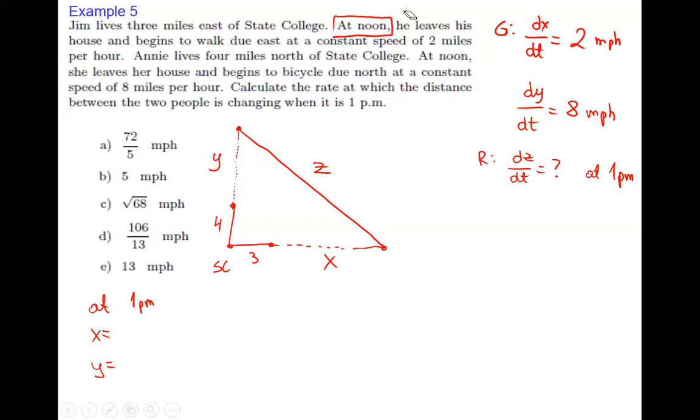That means since it's only 1 hour, this means that Jim, since he's moving 2 miles per hour, the distance X will be 2 miles. And Annie, she moves 8 miles per hour. That means after 1 hour, she just moved 8, so the entire side of the triangle will be 8 plus 4.